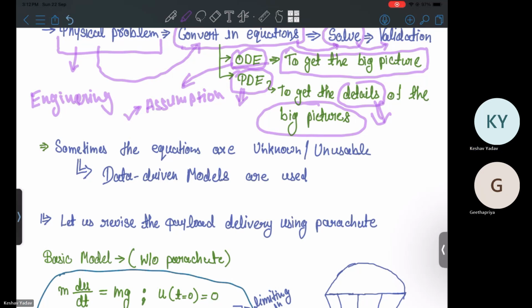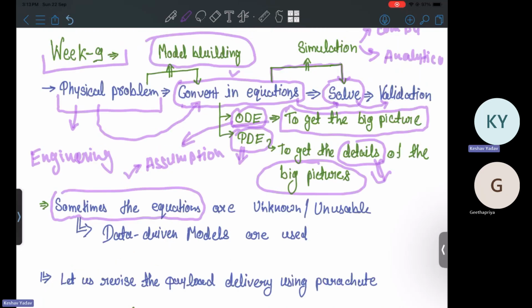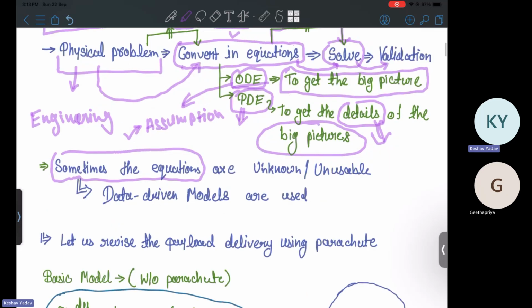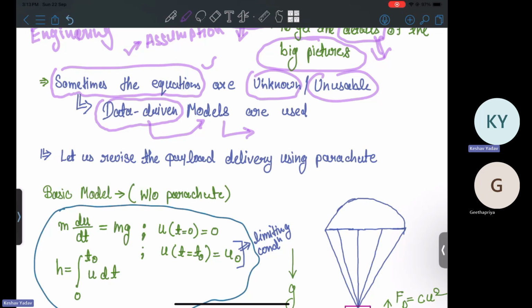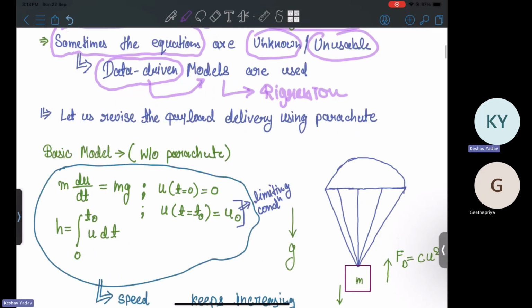So sometimes, for the equations that we convert during mathematical modeling, the physical problem converted into equations, we do not have the equations, but we have the data, and the equations are unknown or unusable. In that case, by using the existing data, we build a data-driven model. Building a data-driven model is called regression and optimization and all.